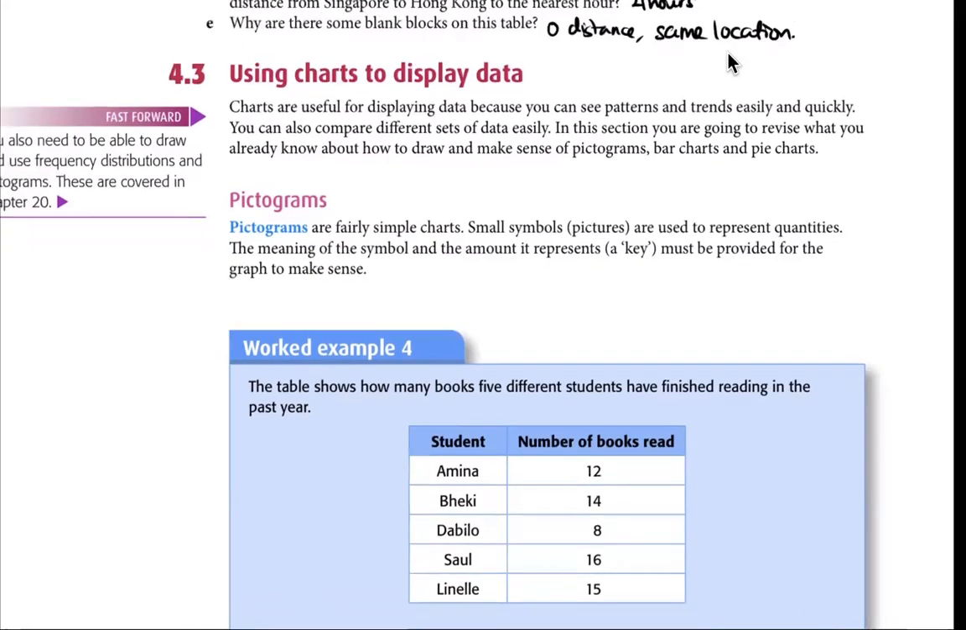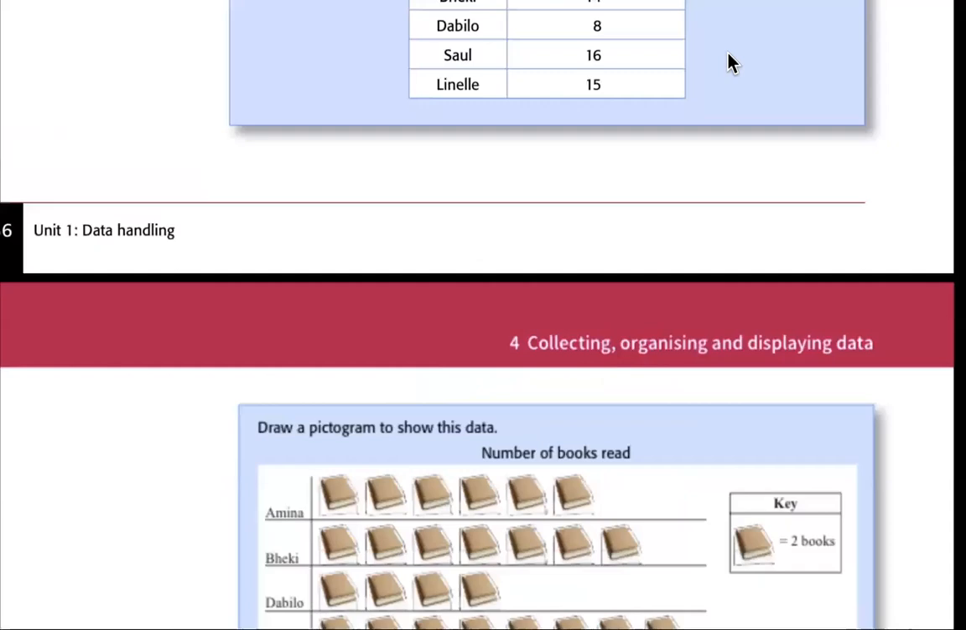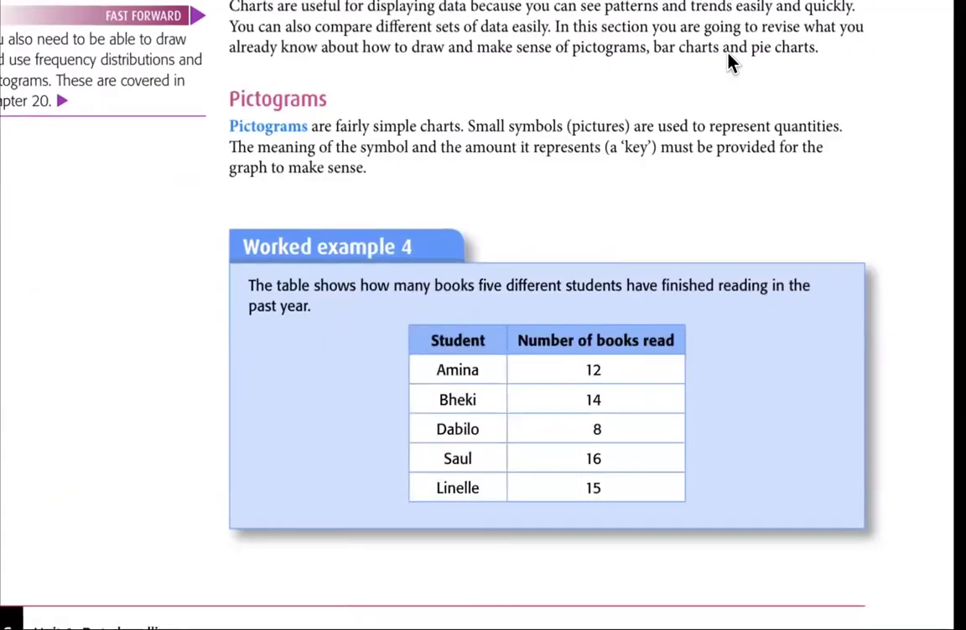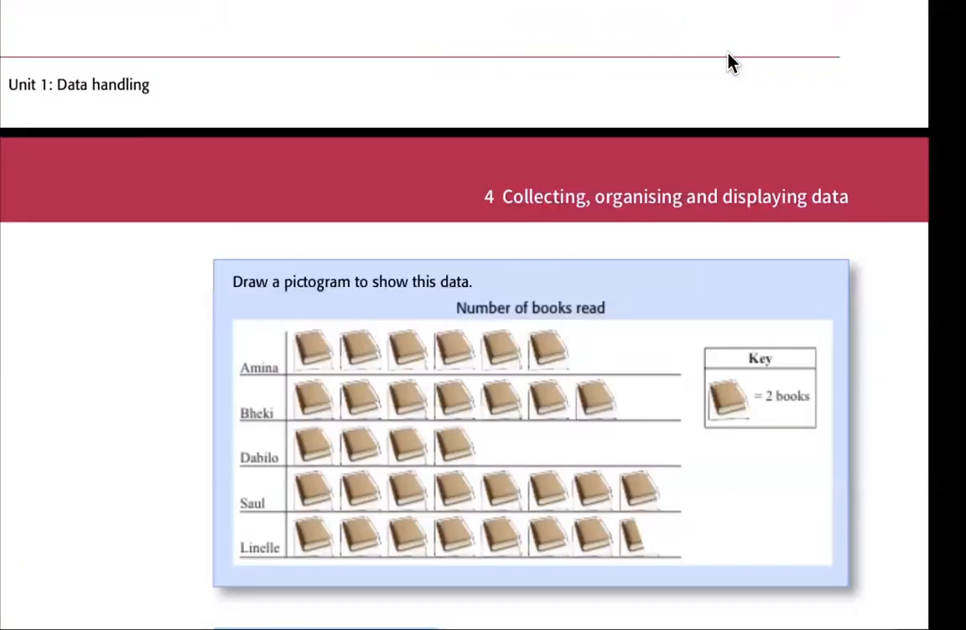For example, if we use a pictogram, you can see how they draw it out here. The table shows how many books 5 different students have finished reading in the past year. If you look at this one here, it's hard to tell the difference because you can see 12, you can see 14, so roughly about the same. But when we draw it out in pictures, or use a different method of representation, you can immediately see it. But every time you draw a pictogram, you must remember you must have a key. Anything with symbols, you must have a key. In maths, they call it legends. Okay? So draw a pictogram to show your data.